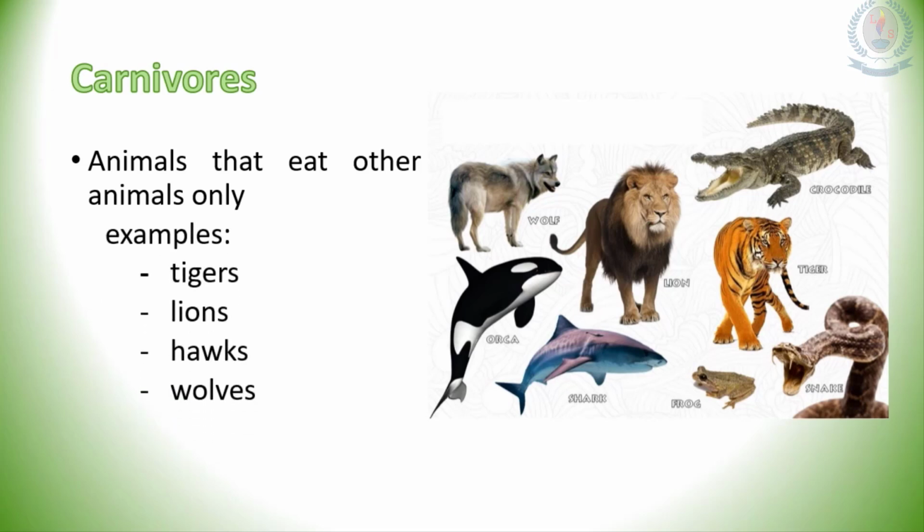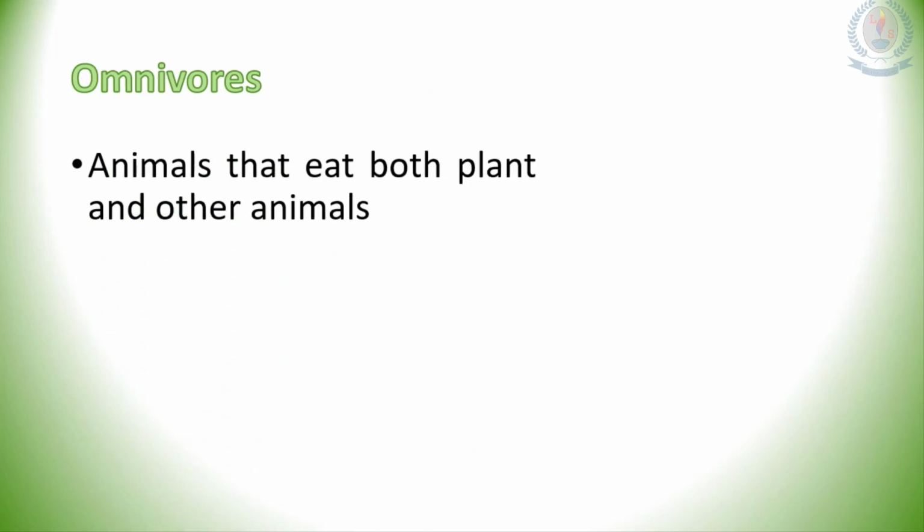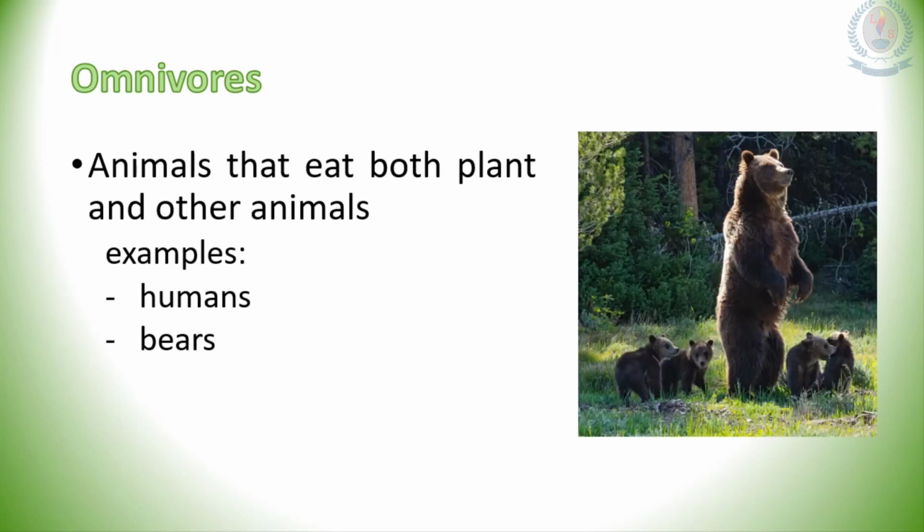Examples? Yes, you can see the tigers, lions, hawks, frog. Examples for carnivores. Omnivores. They are the animals who feed on both plant and animal materials. So examples: humans, bears, most popular examples.